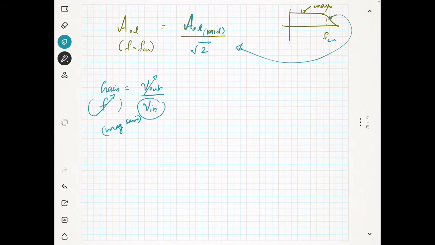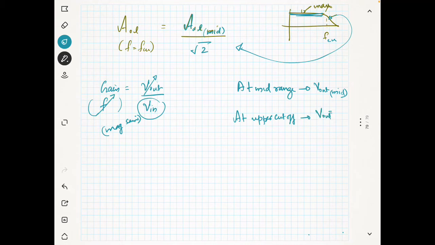Now what will be the magnitude of the output voltage? At mid-range, what is mid-range? Mid-range means this portion. At mid-range, V out is V out mid-range, the maximum, and at upper cutoff, what is the voltage?